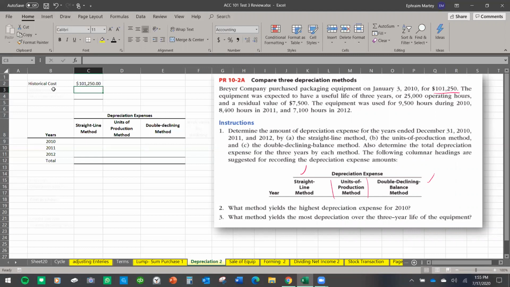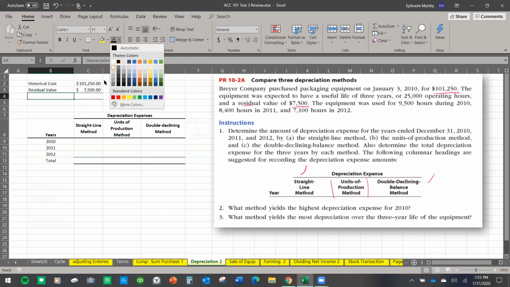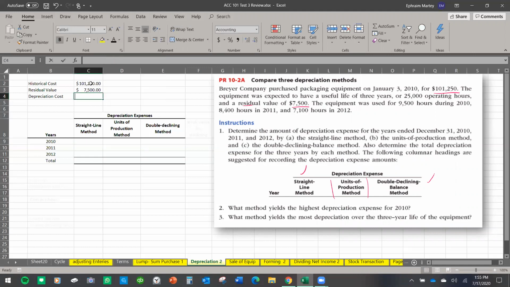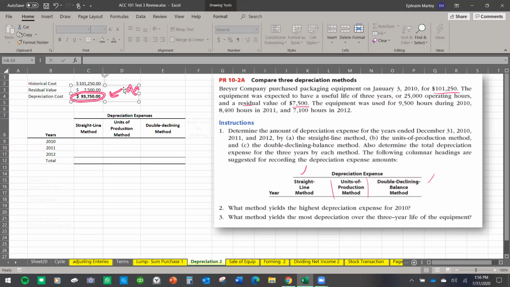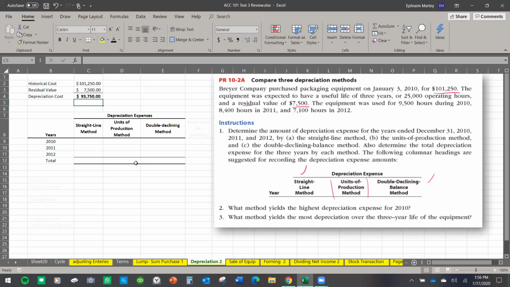And then subtract your residual value. So my residual value is right here, 7,500. And then as you subtract, this minus that gives you the remaining, so that is how much you can depreciate. So you shouldn't depreciate more than this. Okay, it can be less than, but it shouldn't be more than 39,750. Okay, good. So let's do that for depreciation.